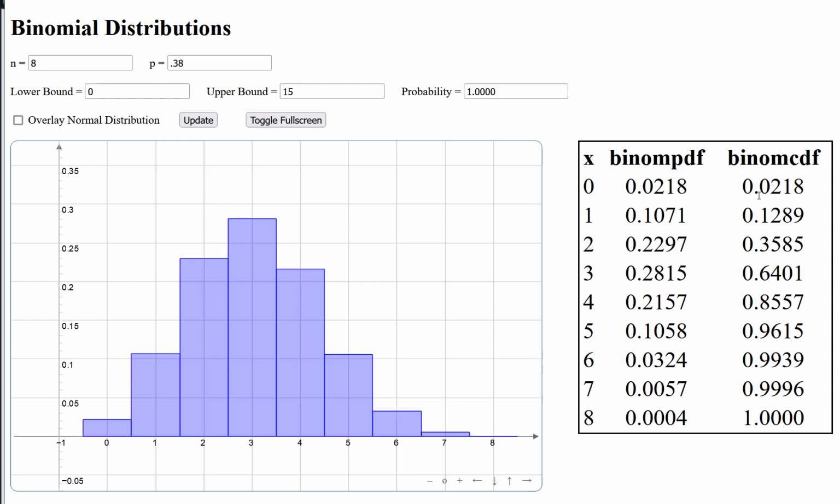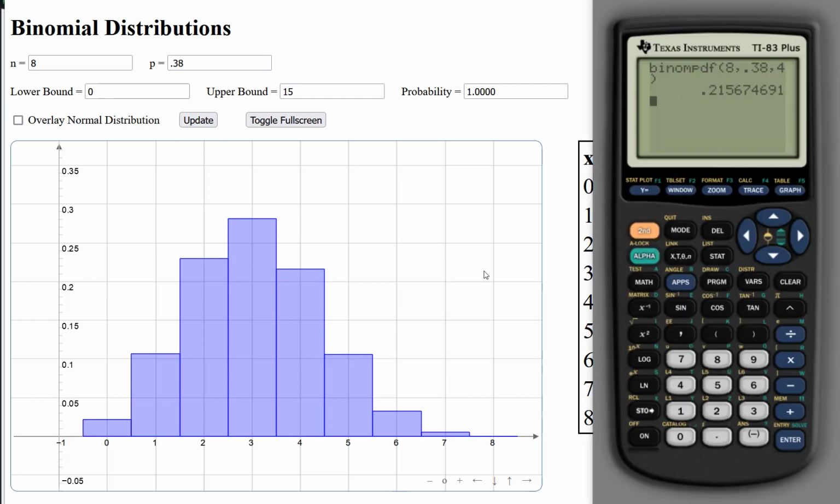Binom CDF, to understand where it's coming from: if we take cumulative sums of the binom PDF values, that's where we get binom CDF. So 0.0218 is the first binom CDF. If I add to that 0.1071.